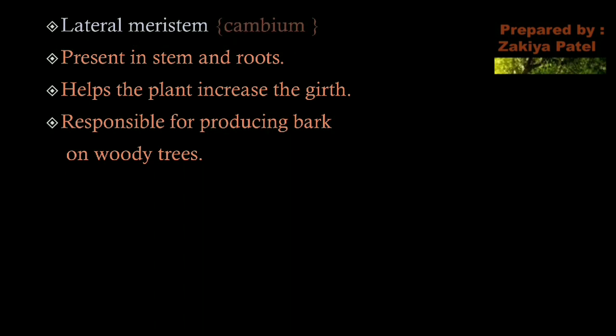Now the second type of meristematic tissue we have to learn is lateral meristem. Lateral means side. Dear students, you already know that the meaning of lateral is side. So lateral meristem is also known as cambium. Let's see the lateral meristem. Where is the lateral meristem present? It is present in the stem and roots of the plant.